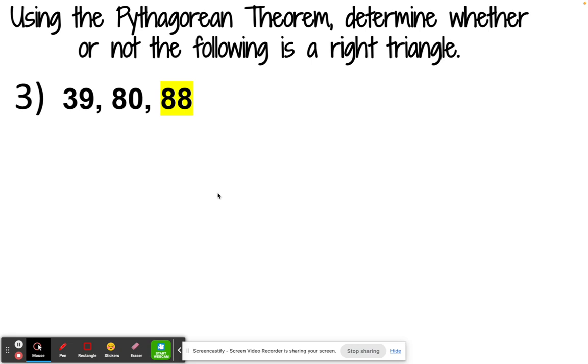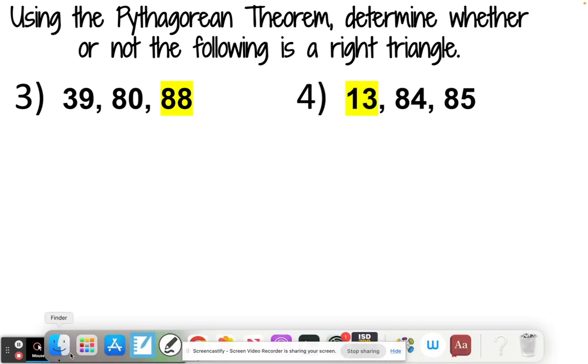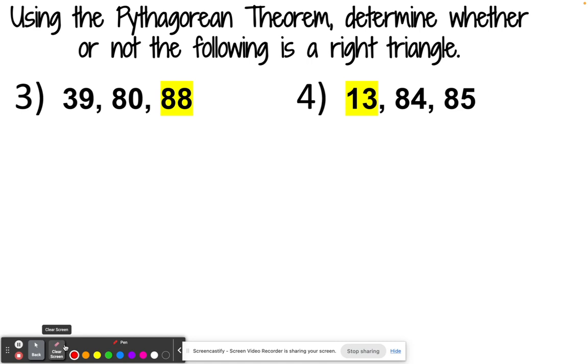Okay, now we're going to work a little bit backwards. It wants to know, is this a right triangle? Well, I have three numbers. What I know about a right triangle is that my longest side is my hypotenuse. So if this is a right triangle, this would have to be my hypotenuse. So the question is, is 39 squared plus 80 squared equal to 88 squared?